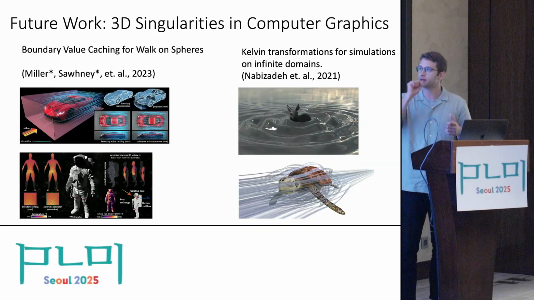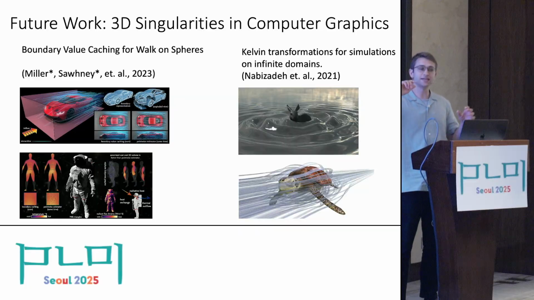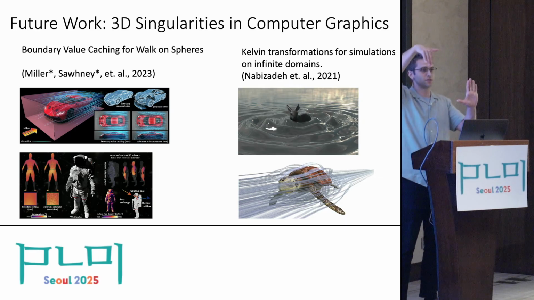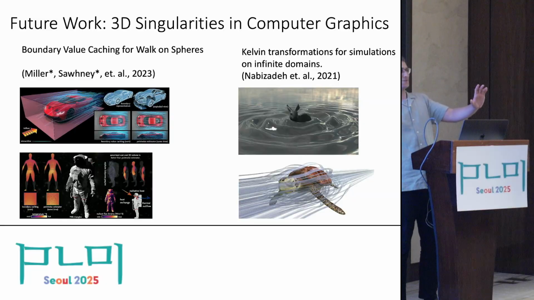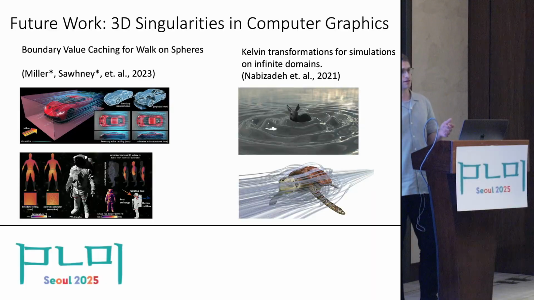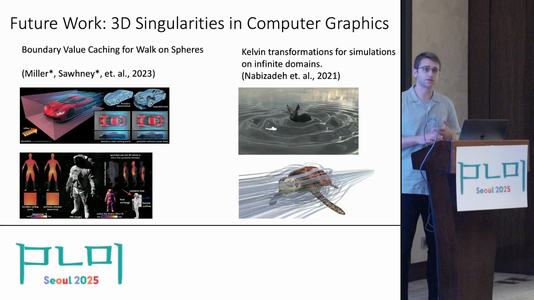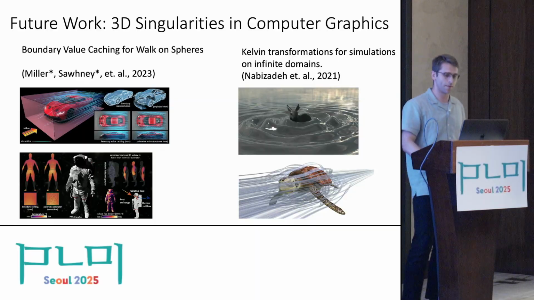And another one is this beautiful paper on the Kelvin transform, where you take a simulation of a PDE on an infinite domain, use the Kelvin transform to map it to a simulation on a finite domain with a singularity in it. You by hand handle that singularity, and then you solve the problem. So I think there's an opportunity here to automate this singularity handling. And also for both of these, there's an opportunity to do automatic differentiation. If you can take the derivatives through these singular integrals, you can start solving inverse problems as well.